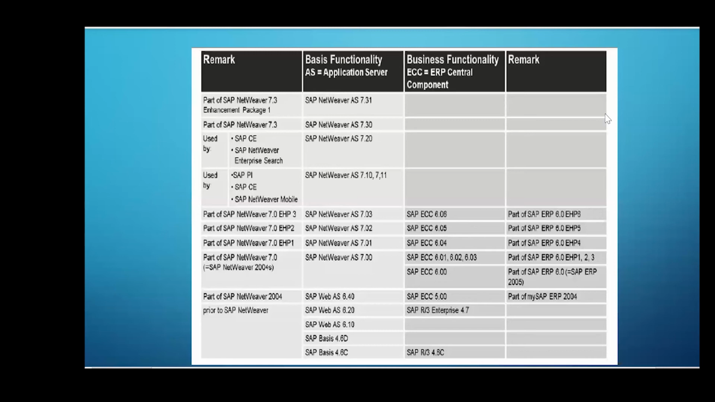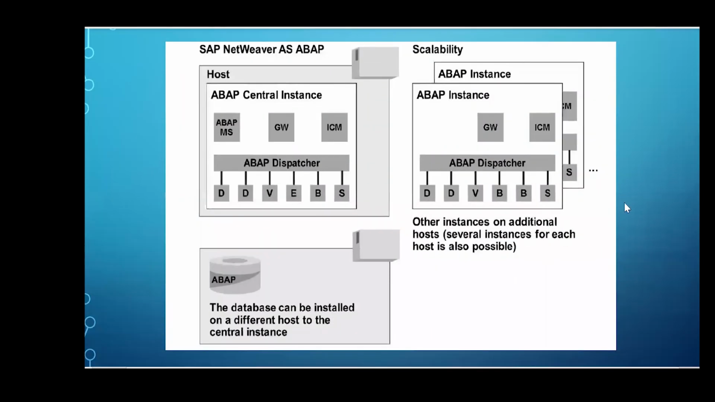Fine. So this is the background for your versions. Now the architecture will be different before 7.0 and after 7.0. So have a look at this. So this is my architecture for my NetWeaver server before 7.0. And here, can you see something called DVEBS? Can you see this?